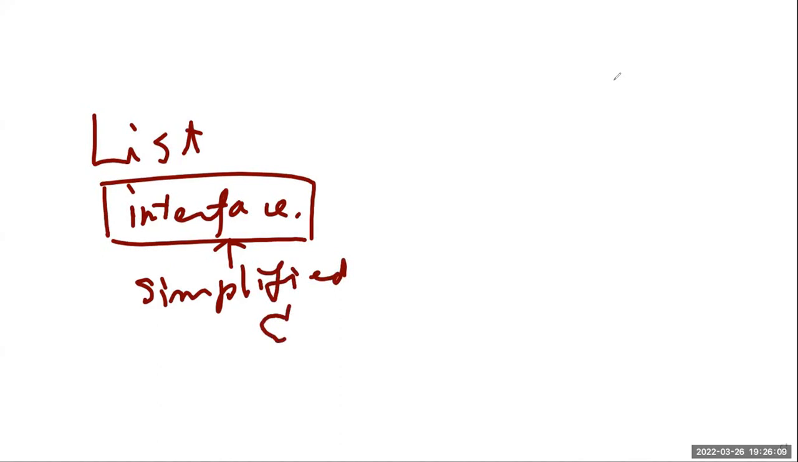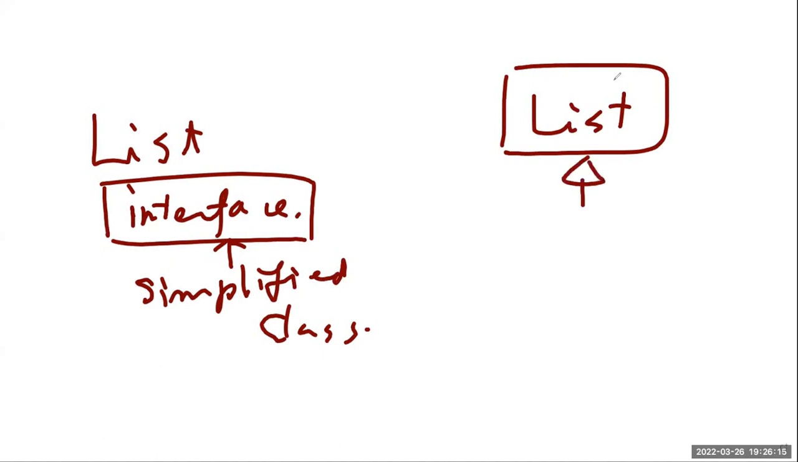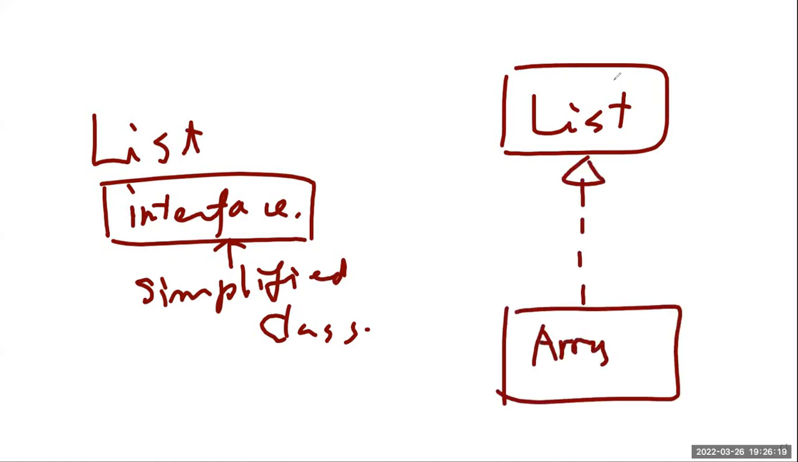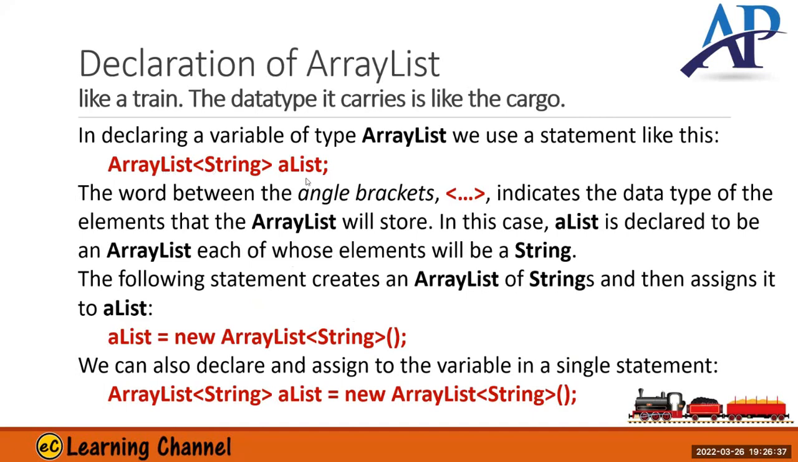Okay, it's some sort of a simplified class. Basically this is a superclass, and your ArrayList implements it. ArrayList has all the features that List has. That's the relationship between this and ArrayList, so you can create an ArrayList of this.